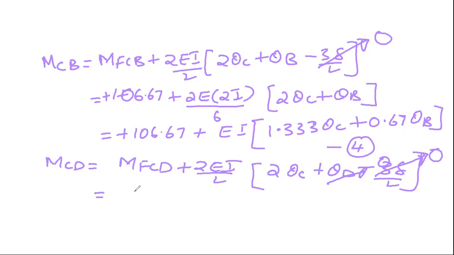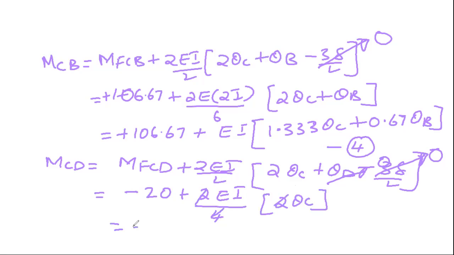Okay, next MFCD is minus 20 plus 2 times E. Again I is I only in the span, third span. And length is 4 meters and 2 times of theta C. So this 2 and this 4 will get cancelled. So minus 20 plus EI theta C. So this is equation number 5.